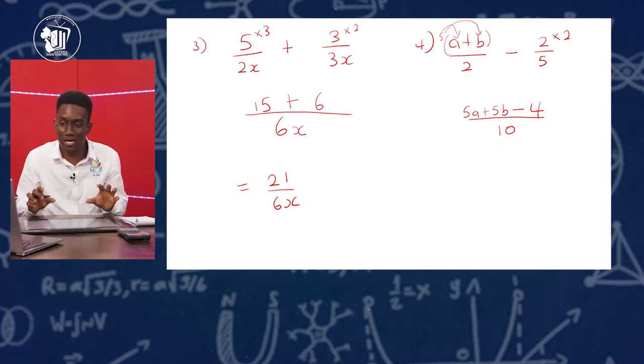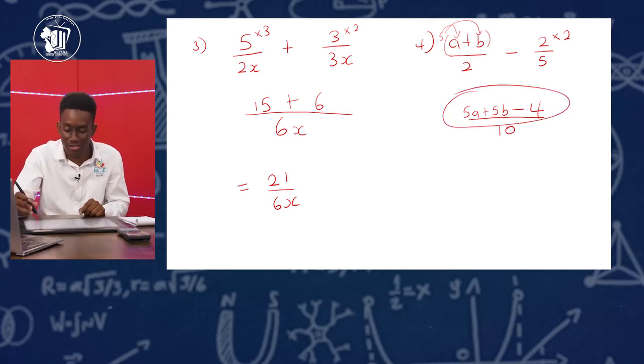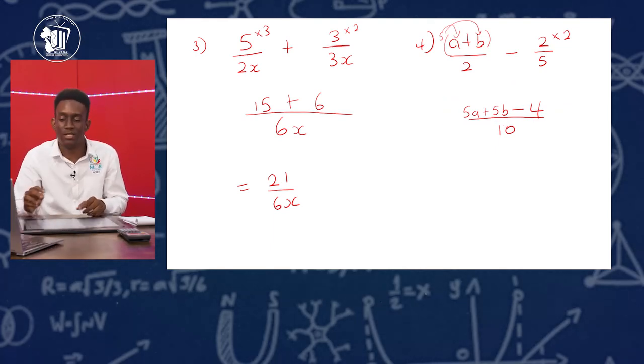And that would be the answer when we simplify a plus b over 2, subtract 2 over 5, and write that as a single fraction. We cannot take anything in the top any further because they are unlike terms and there's nothing else to add or subtract. So that will be our answer for that one. Same rules apply.